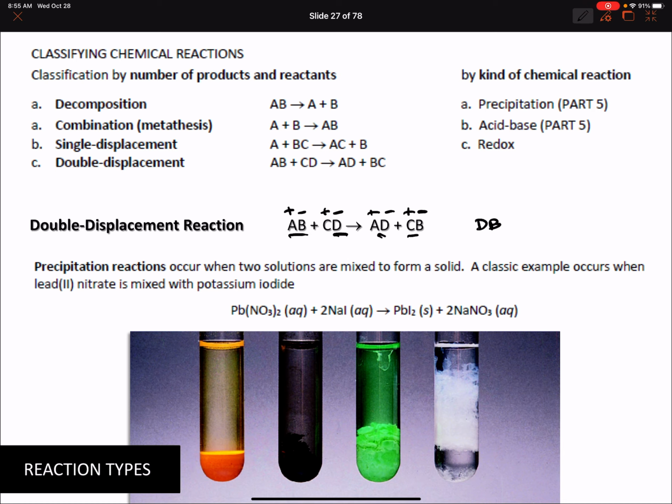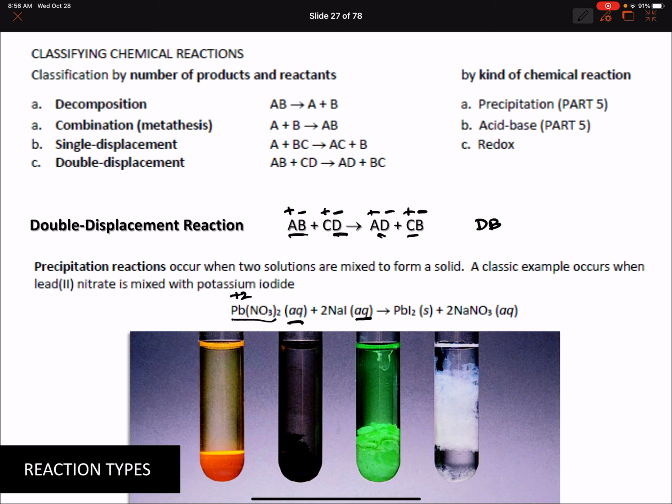So precipitation reactions, we've seen these in lab, right, with our barium sulfate reaction. Two aqueous solutions are mixed to form a solid. Classic example is lead 2 nitrate mixed with potassium iodide. So here's lead 2 nitrate, because it has a +2 charge. Aqueous means it's dissolved in water. It's clear and colorless when it's like that. Sodium iodide is also aqueous, dissolved in water. It's also clear and colorless, maybe a little hint of yellow.